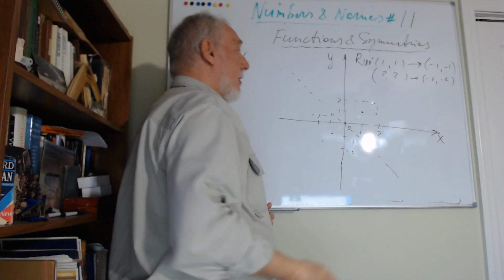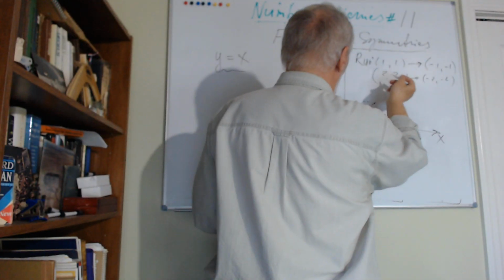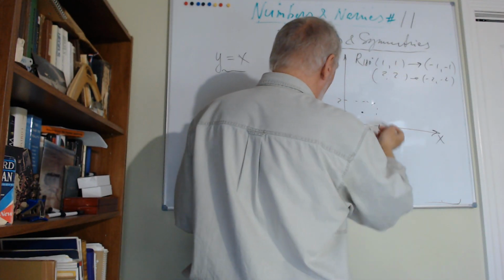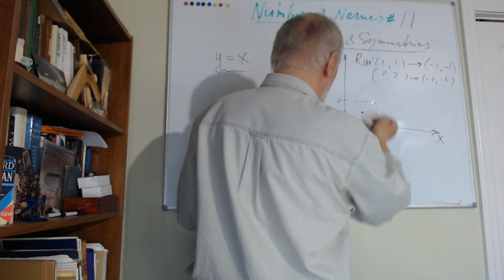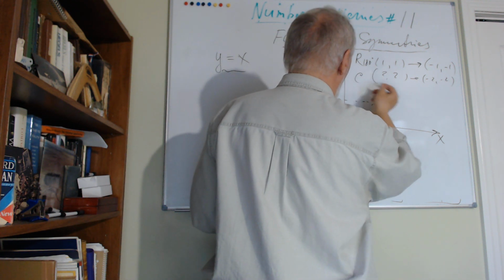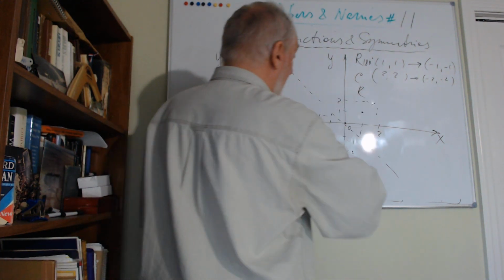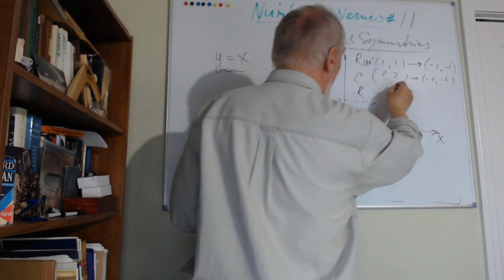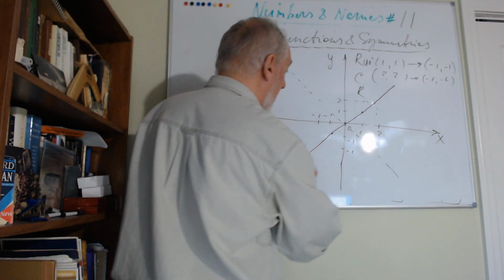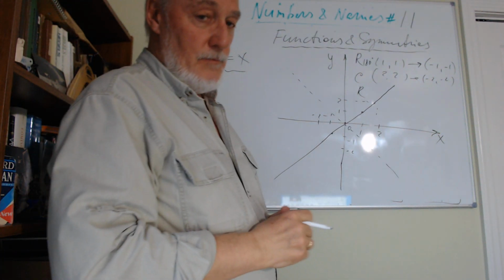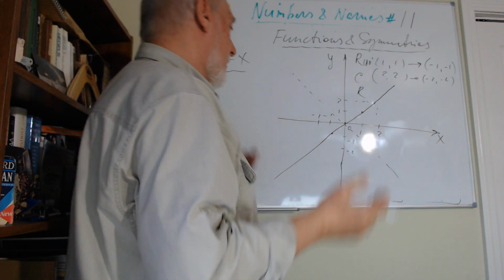So we have rotational, we have central, and we have reflectional symmetries for this. And if we think about it a little, the curve would be pretty simple. It would be like this, a straight line. It's easy to see, right?